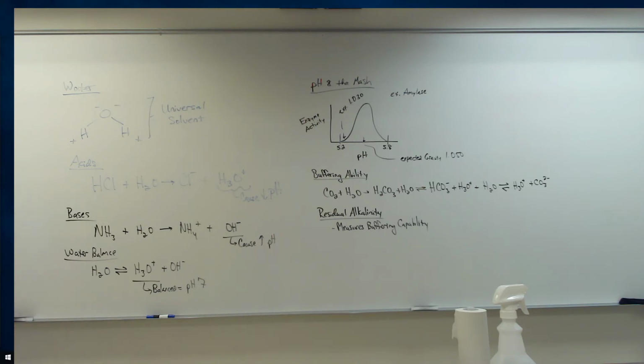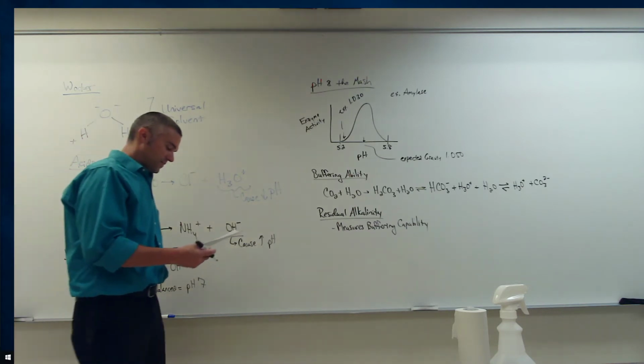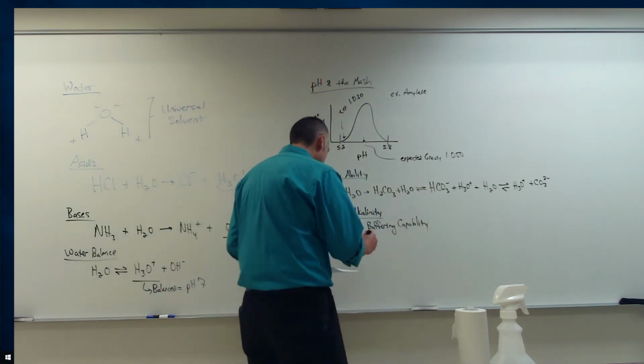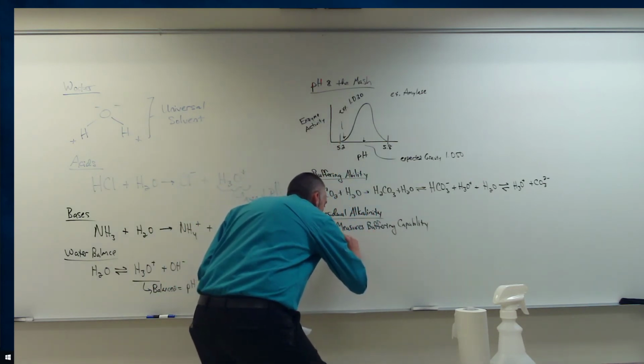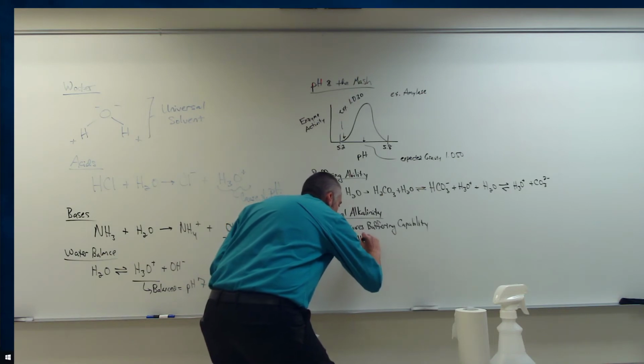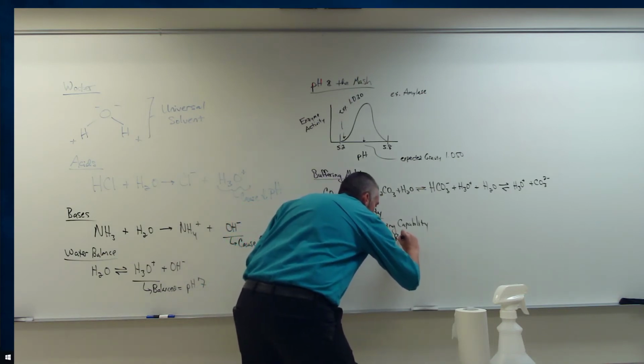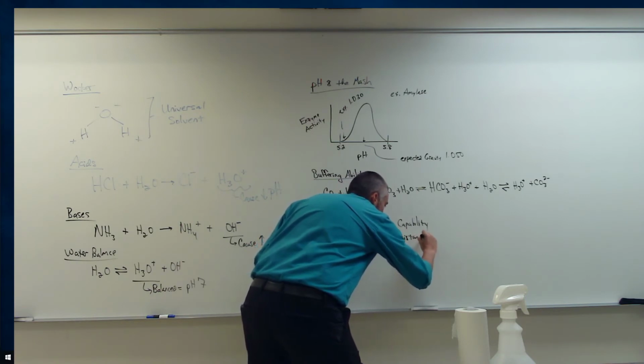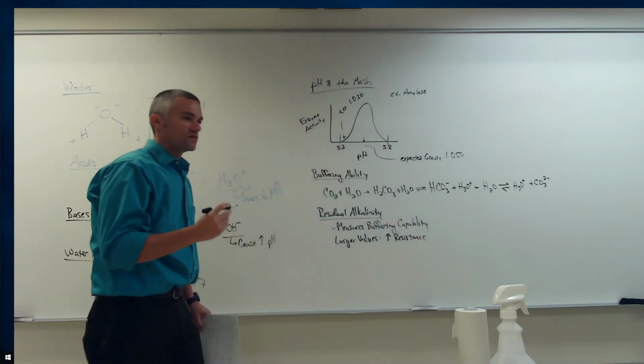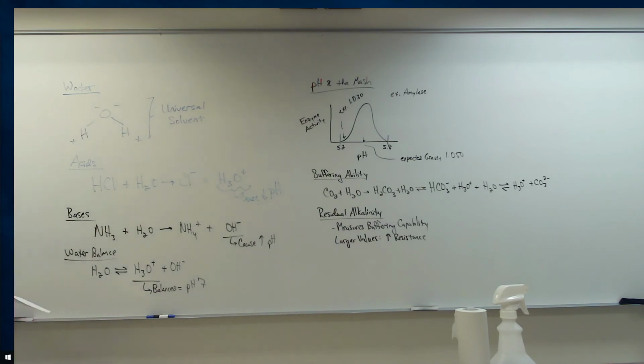All right, so this residual alkalinity takes into account everything that's in the water, and tells us how well our water will do at resisting changes to pH. All right, so with higher alkalinities we have increased resistance to change. Lower values, we're going to see changes pretty quickly.